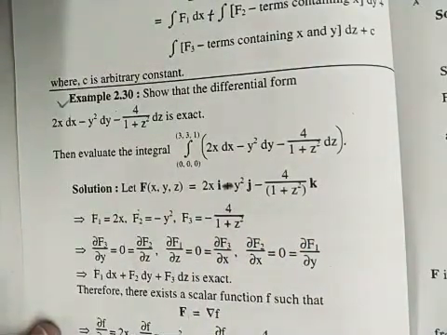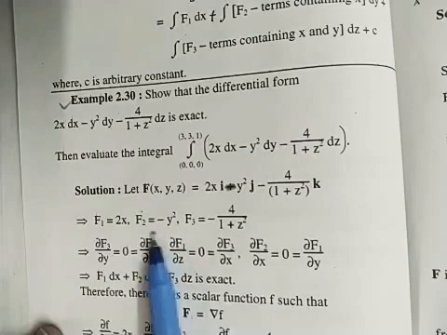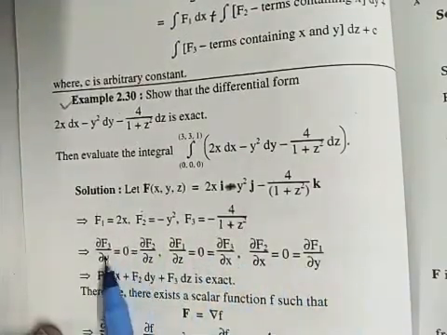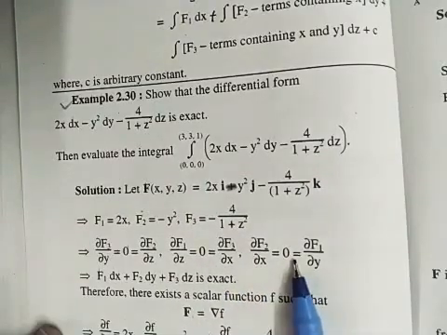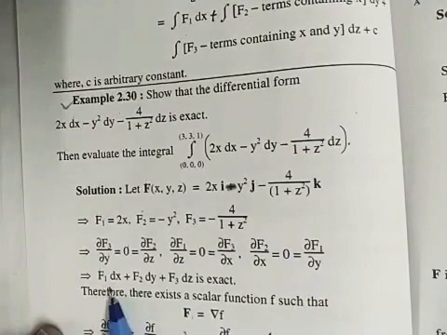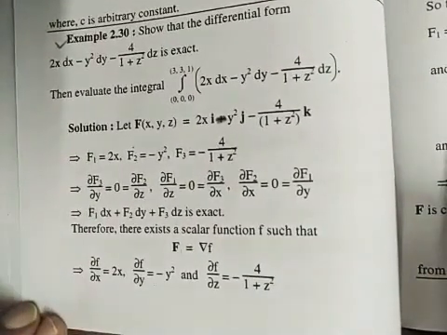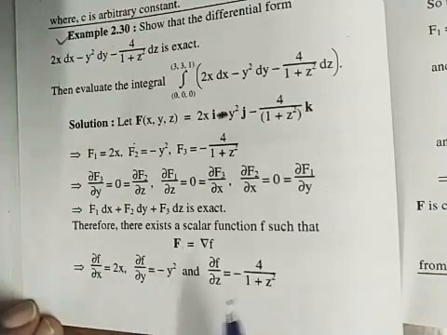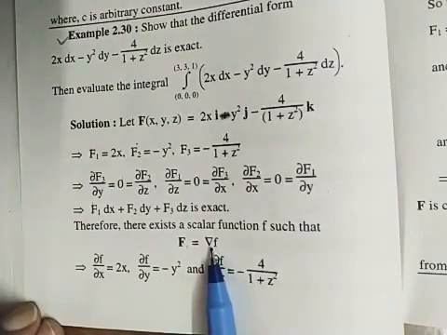Now we know that the condition of exactness is the same as the condition for a conservative field. What are those conditions? Del F3 by del y is equal to del F2 by del z, and similarly for the others. So we check, and both values are 0 in each case, which means the condition is satisfied. Therefore we can say F1 dx plus F2 dy plus F3 dz is exact. As it is exact, there exists a scalar function f such that F is equal to del f.